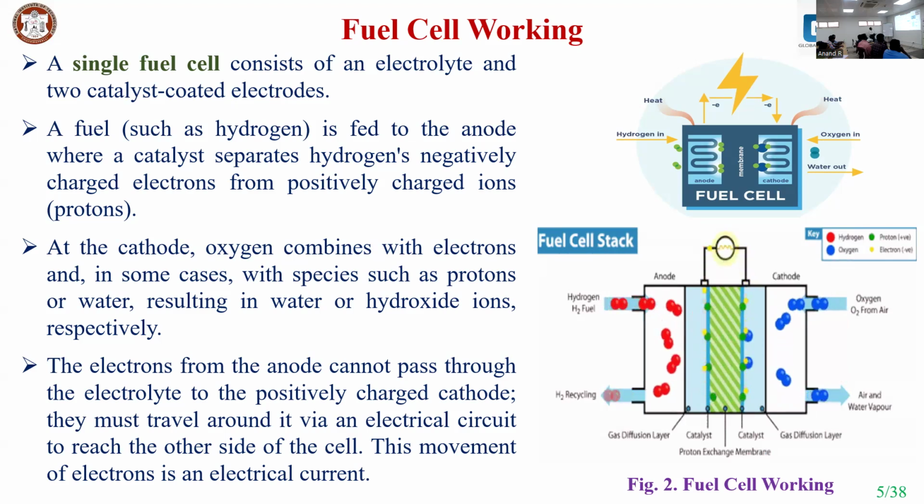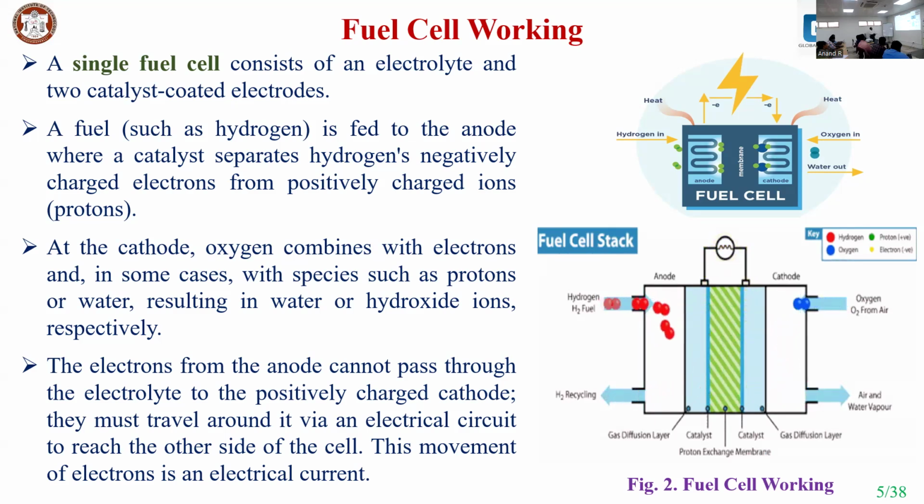The electrons come out from the catalyst surface of the anode, go to the external circuit, and again combine in the cathode region. So the electrons, along with the positive ions from the anode that come through the electrolyte, combine with the oxygen and you are going to produce the water.